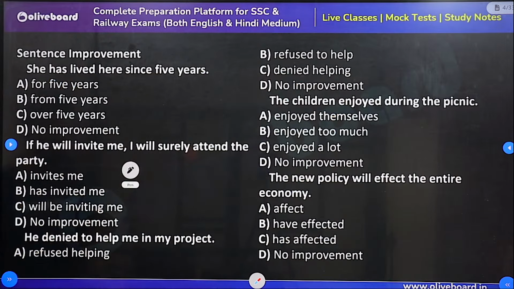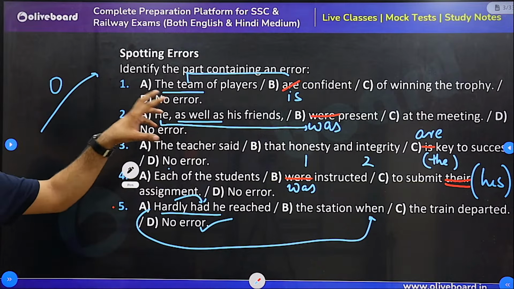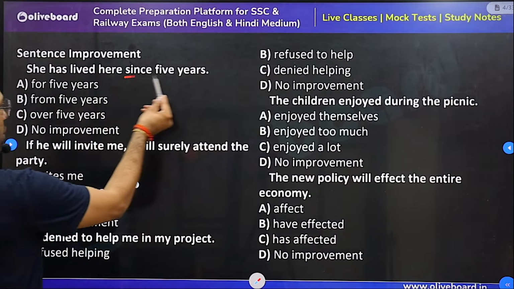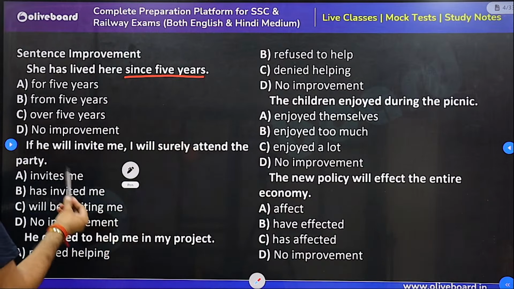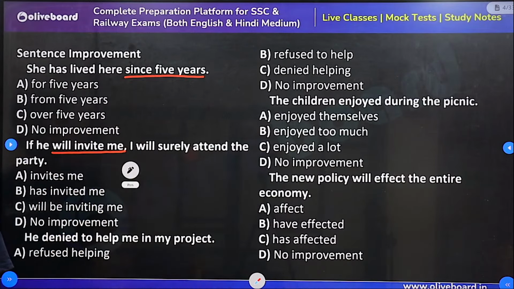Doubts, objections, welcome. That was error detection. We need to find the fraction in which there is an error. Now it's sentence improvement. You have to pick the most appropriate choice for the underlined fraction.